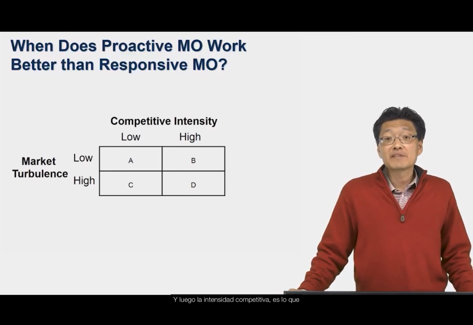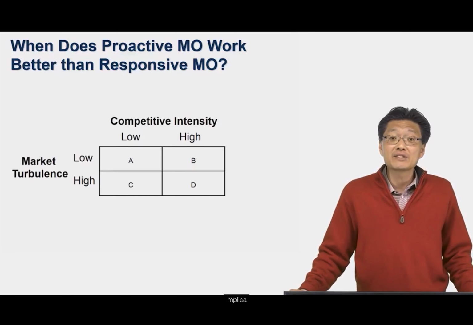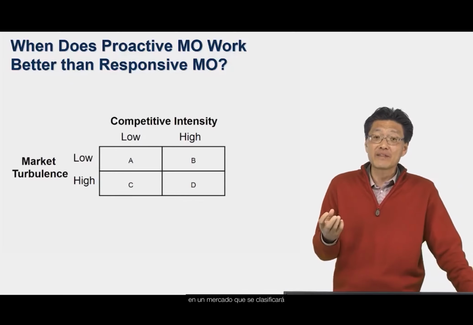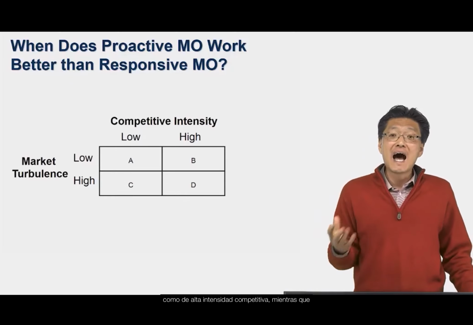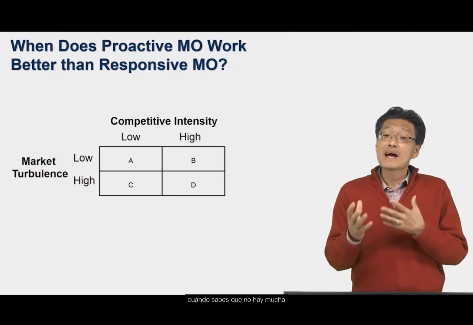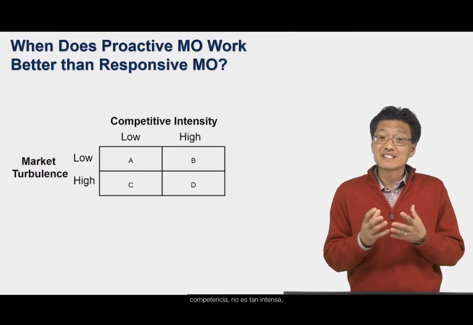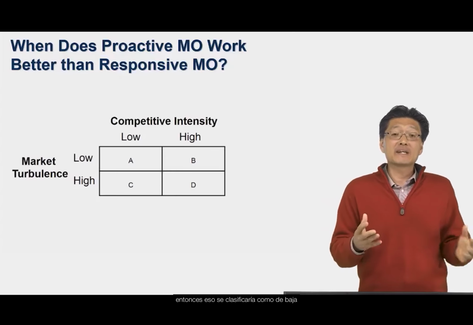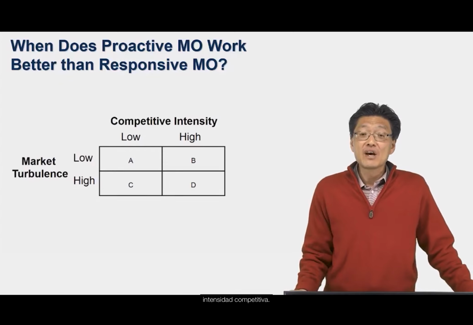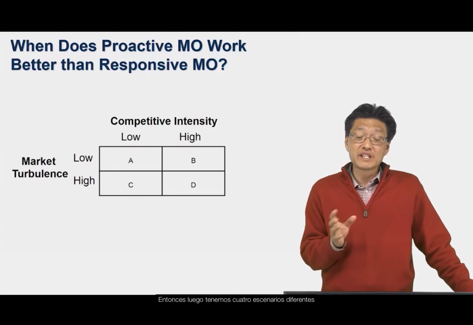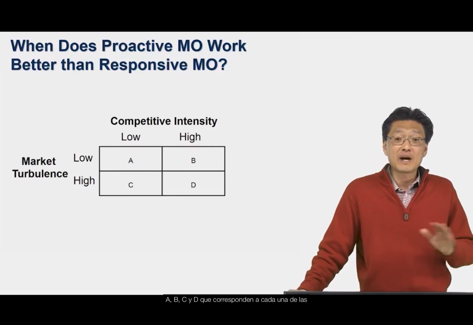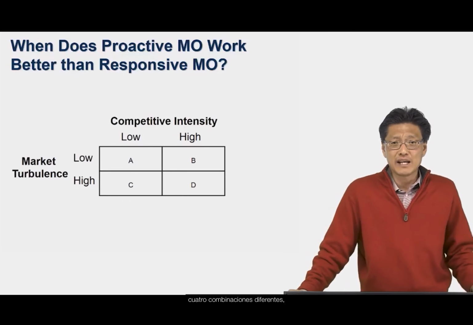And then competitive intensity is what it implies. When there's cutthroat competition within a market, that will be classified as high competitive intensity, whereas when there's not that much competition, when it's not as intense, that will be classified as low competitive intensity. So then we have four different scenarios, A, B, C, and D, that correspond to each of the four different combinations.